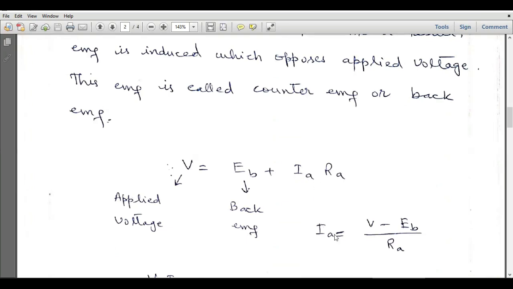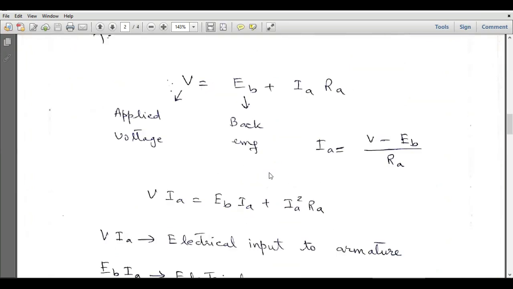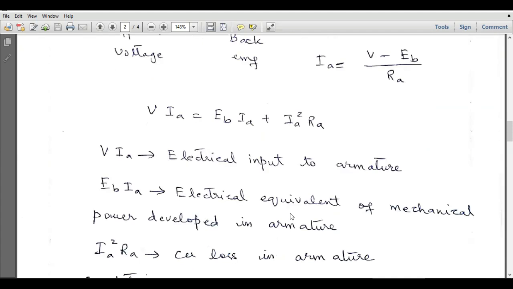IA can be evaluated by rearranging this equation, and that will be equal to V minus EB divided by RA. We can multiply this equation with IA, so VIA will be equal to EB IA plus IA squared RA. VIA is the electrical input to the armature. EB IA is the electrical equivalent of mechanical power developed in the armature.